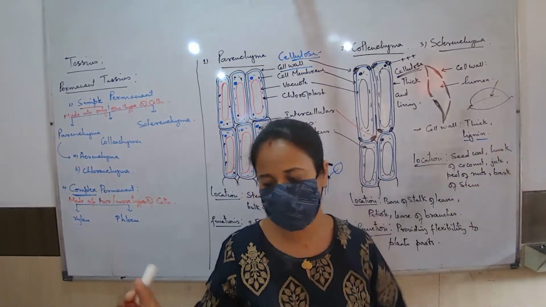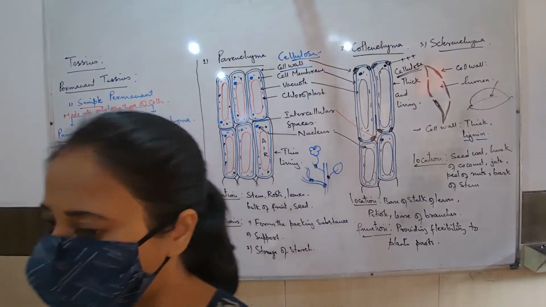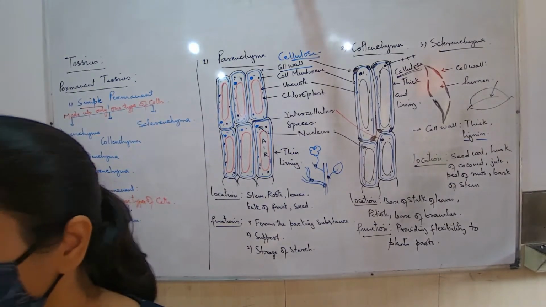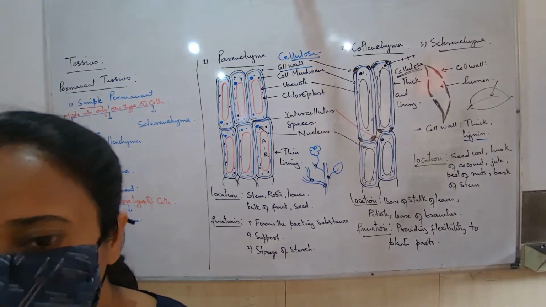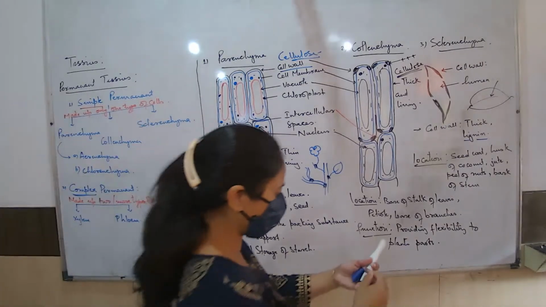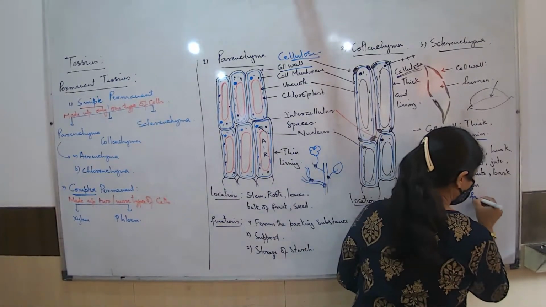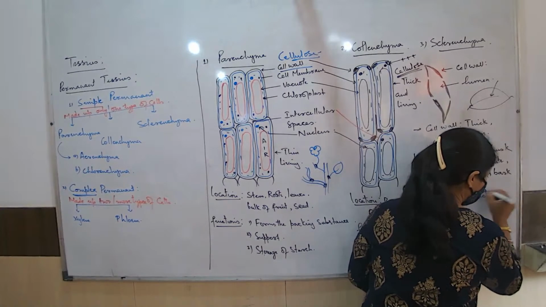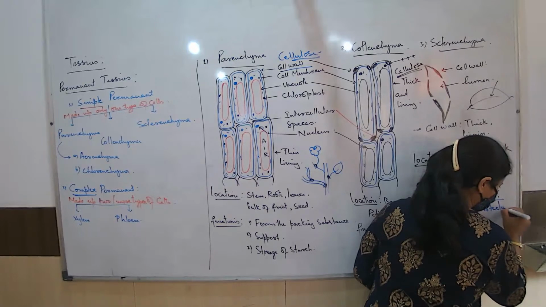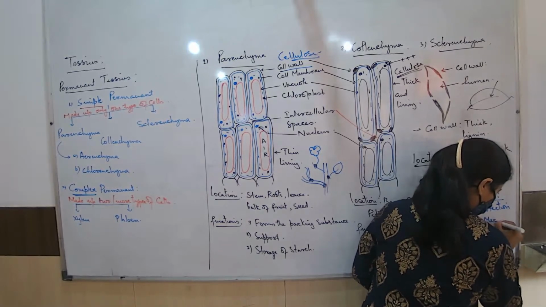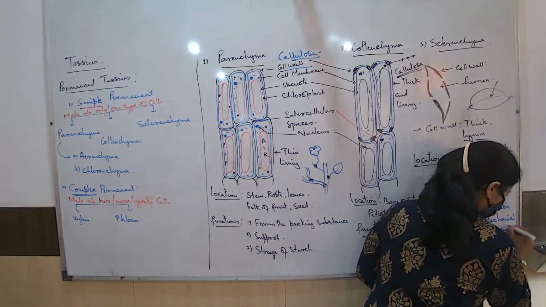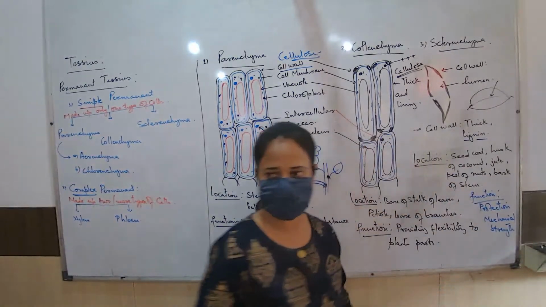Lignin. The seed coat is made up of lignin. Sclerenchyma. Now the function we are going to learn. Function of sclerenchyma: protection is one function, and mechanical strength is another function.